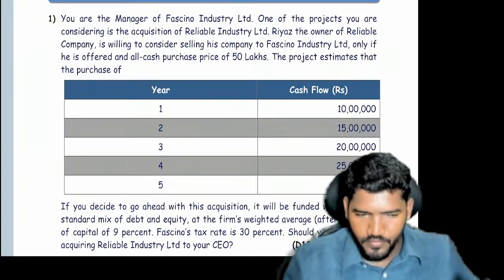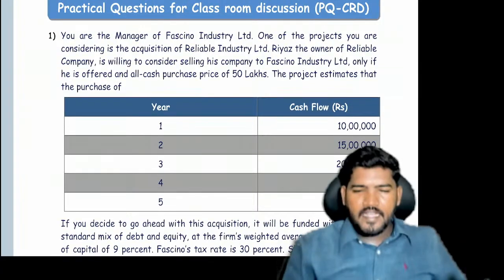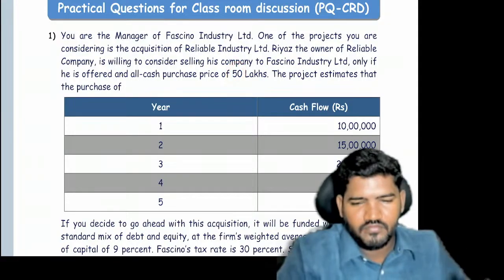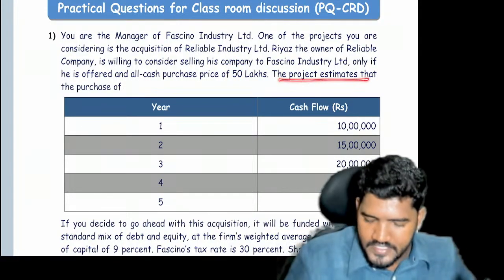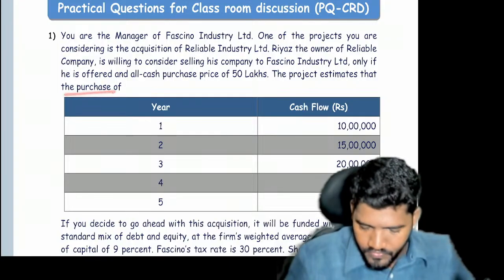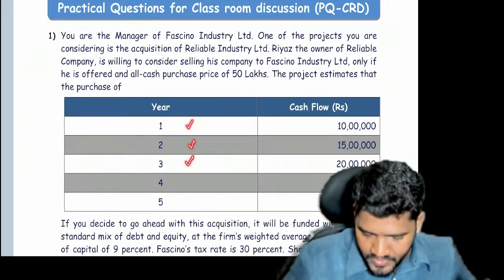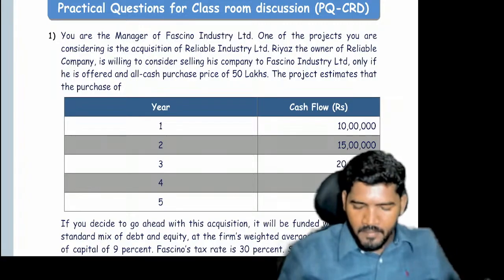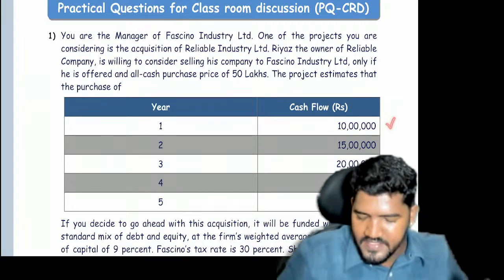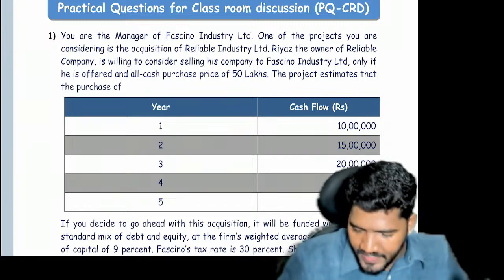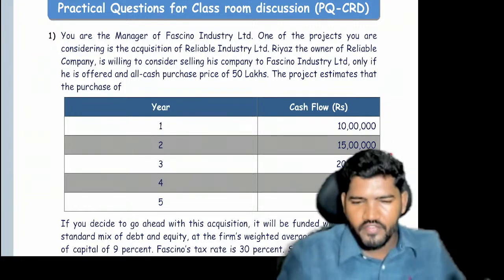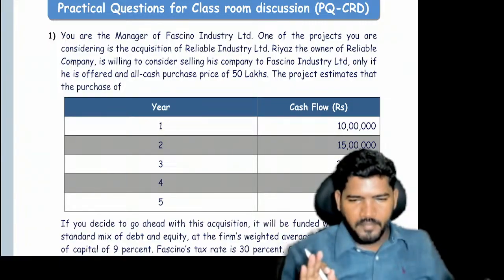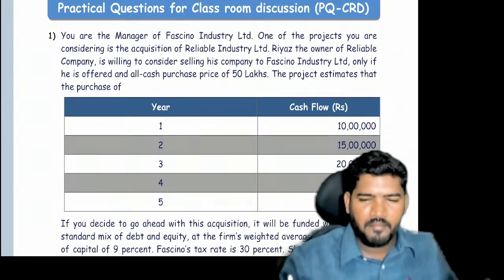So the selling company is saying that I will sell my company for rupees 50 lakhs. Guys, clear? The project estimates the cash flows for year 1, year 2, year 3, year 4, year 5. If you purchase my company, it will generate first year 10 lakh rupees, second year 15 lakh, third year 20 lakh, fourth year 25 lakh, and fifth year 30 lakh rupees of cash. If you purchase my company with 50 lakhs, these are the cash flows my company generates.